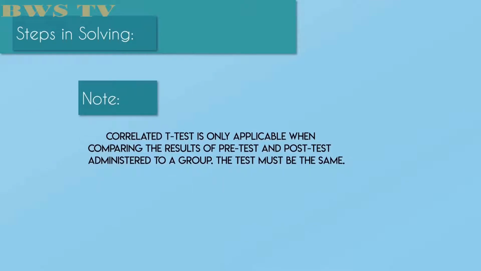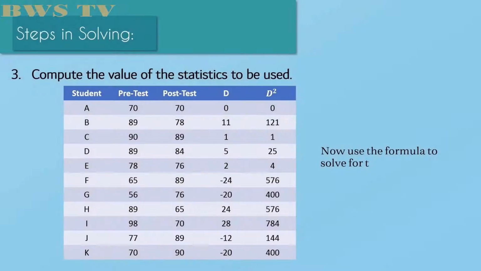Note: correlated t-test is only applicable when comparing the results of a pre-test and post-test administered to a group. The test must be the same. Now, use the formula to solve for t.